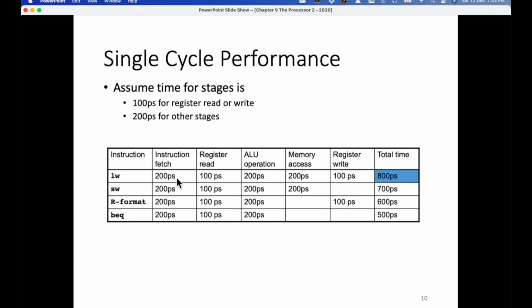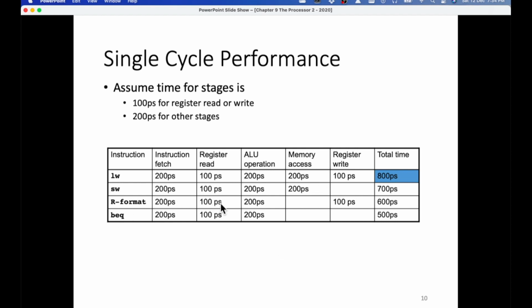For load word instruction, we will use all stages, because we need to fetch the instruction, read and decode the instruction, do the ALU operation, do the data transfer from memory to the register, and then write to the register. So the total time to execute this particular instruction is 800 picosecond. And for store word, this kind of instruction will use all stages except the register write, because store word transfers data from register to memory. So there is no register write here. So the duration for store word is 700 picosecond.